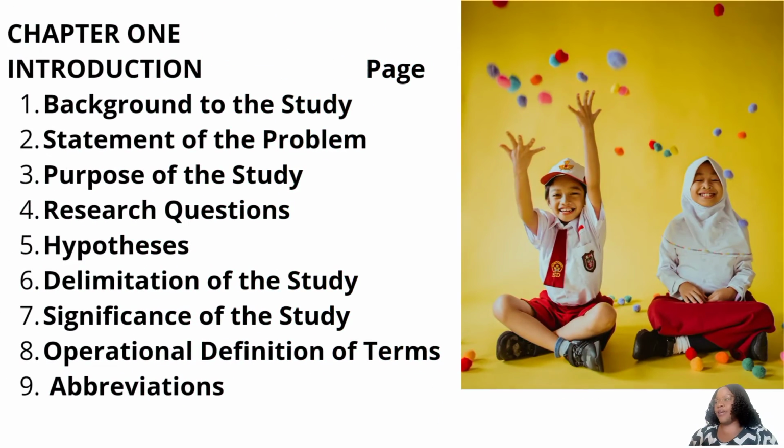Yes, so we are now in chapter one. Chapter one is simply the introduction of your work, everything about introduction, and the introduction is made up of 9 components that I have listed out here. We have the background to the study. Number two, the statement of the problem. Three, the purpose of the study. Four, the research questions, hypothesis, delimitation of the study, significance of the study, operational definition of terms, and abbreviations. So we'll be looking into this one after the other.